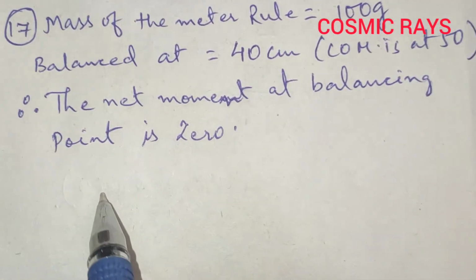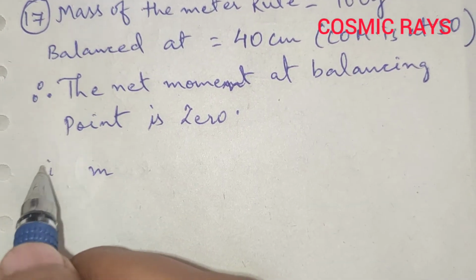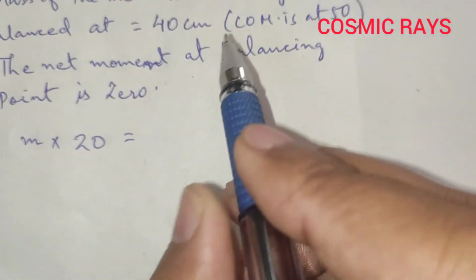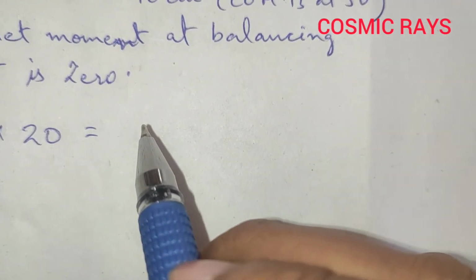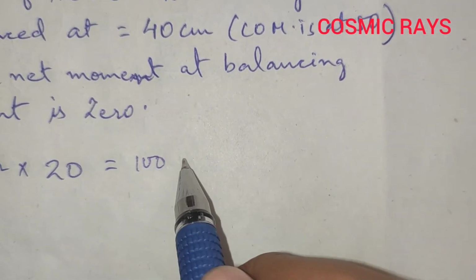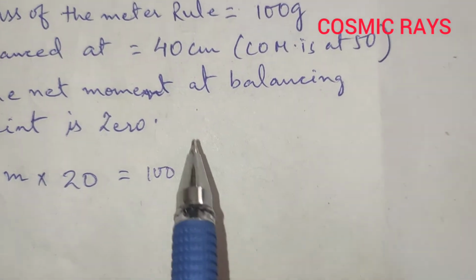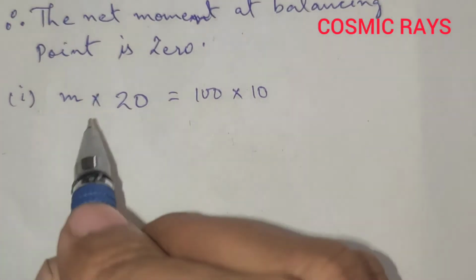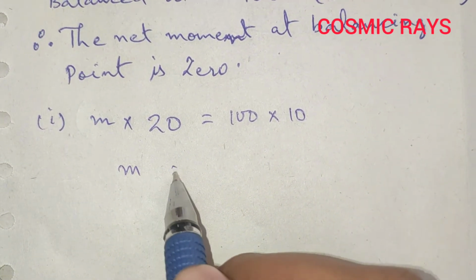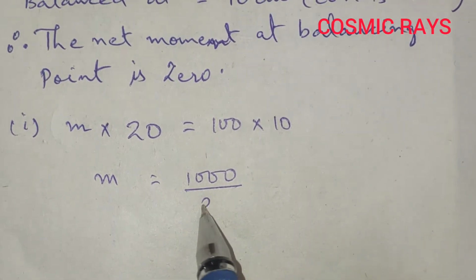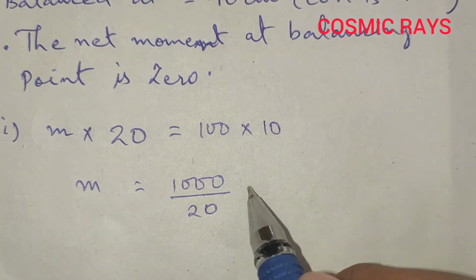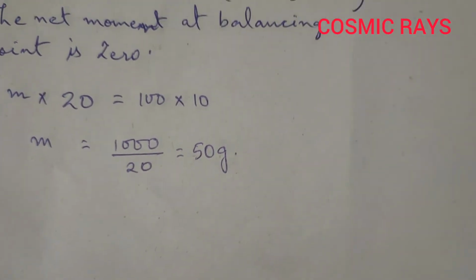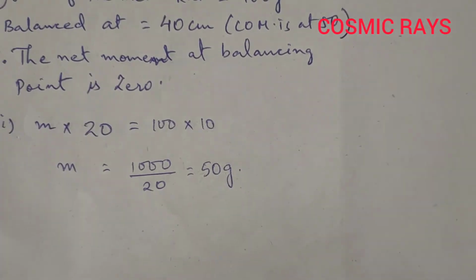So this mass m is suspended at the mark of 20 centimeter. Mass of the meter rule is 100 grams into, it is balanced at 40, so from 40 to 50 it is 10 centimeter. Now from here we can find out m is equal to 1000 divided by 20, so that will come to 50 grams. Now the unknown mass is 50 grams.